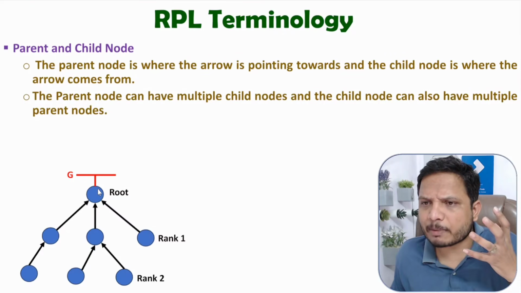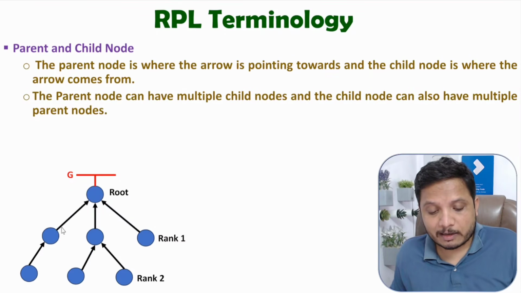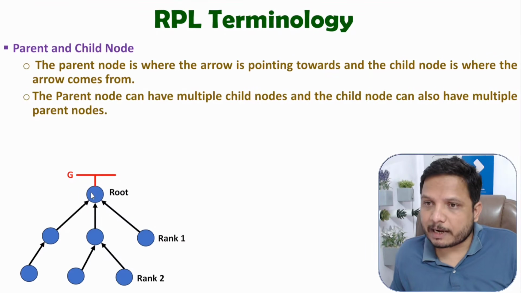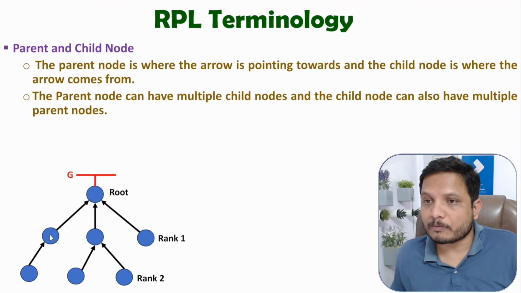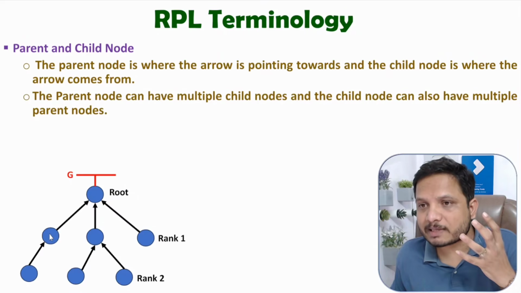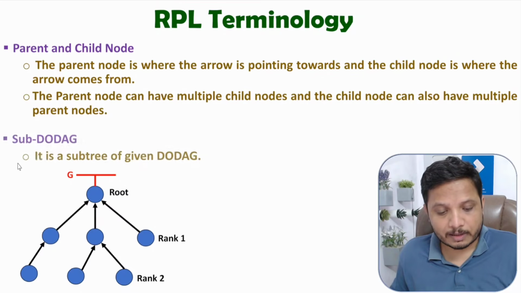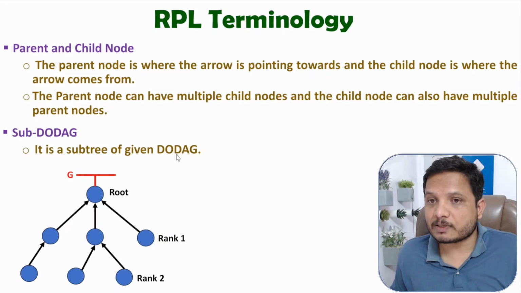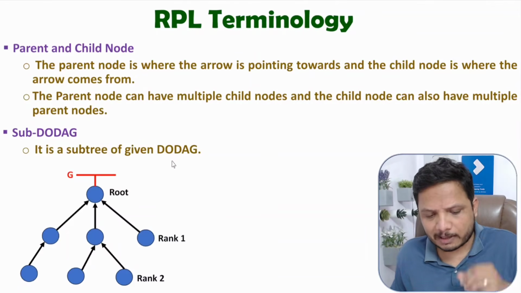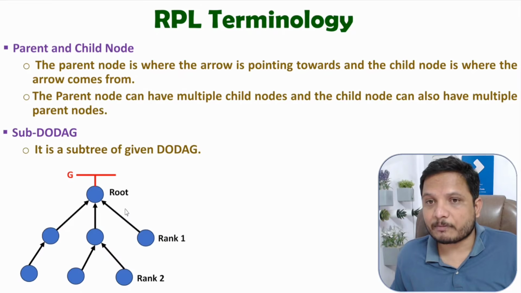So there can be multiple child nodes and multiple parent nodes in a given network. It is not like the root node is always the parent, but this is a child for this root and this is a child for this node. That is how things are. So there can be multiple child nodes as well as multiple parent nodes in a given graph. See, sub DODAG. It is a subtree of a given DODAG. So if you have a subtree of the network, like in this network, if this link fails, then this will be a subtree of the given DODAG, right?